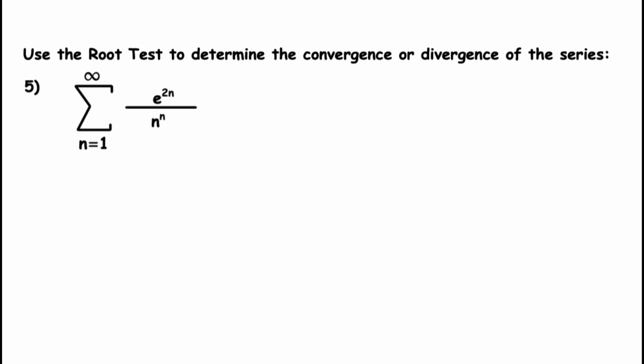Okay, number 5. Use the root test to determine whether this converges or diverges. Well, first I'd look at this and maybe I'd think about the ratio test. But since it says use the root test, and since we have n to the n and e to the 2n, we've got a bunch of exponentials, the root test is going to be really the easiest, most slick way to do this. So let me convert.